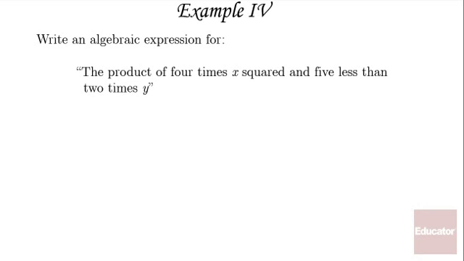In the fourth example, again, I'm talking about products, so multiplication. The product of 4 times x squared and 5 less than 2 times y. Product. So I'm going to be multiplying two things. And I look at what I'm multiplying, and it's 4 times x squared.